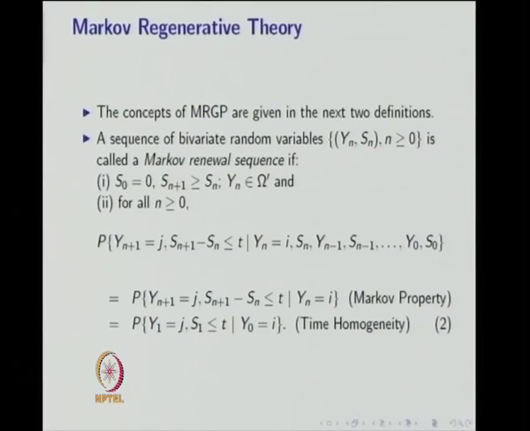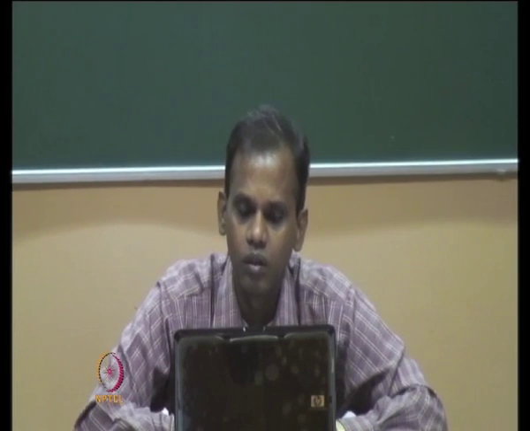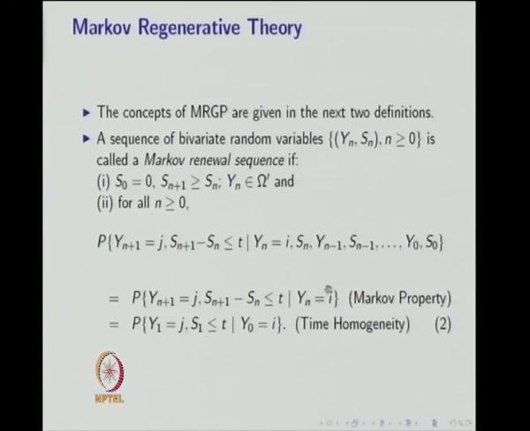is the same as the conditional distribution with only the latest information: the probability of Y(n+1) equal to j, with the difference of regeneration time points less than or equal to t, given only Yn equal to i. That means the conditional distribution depends only on the current or latest information, not the complete history. So, that is nothing but the Markov property.